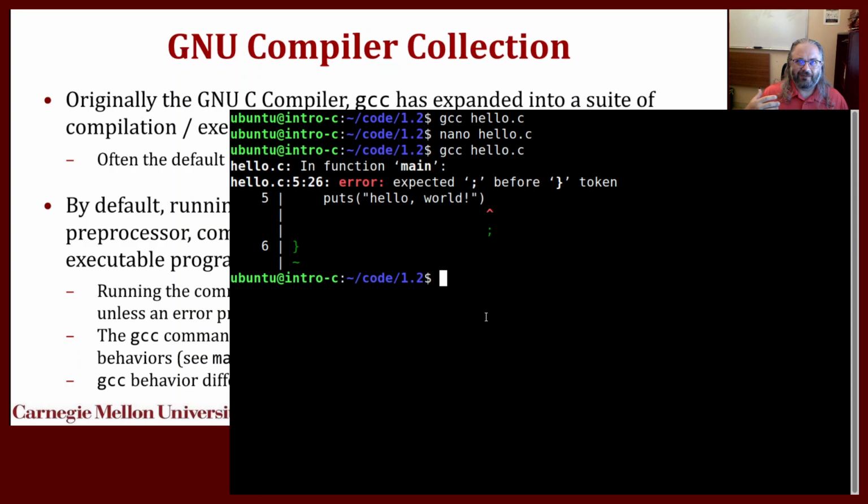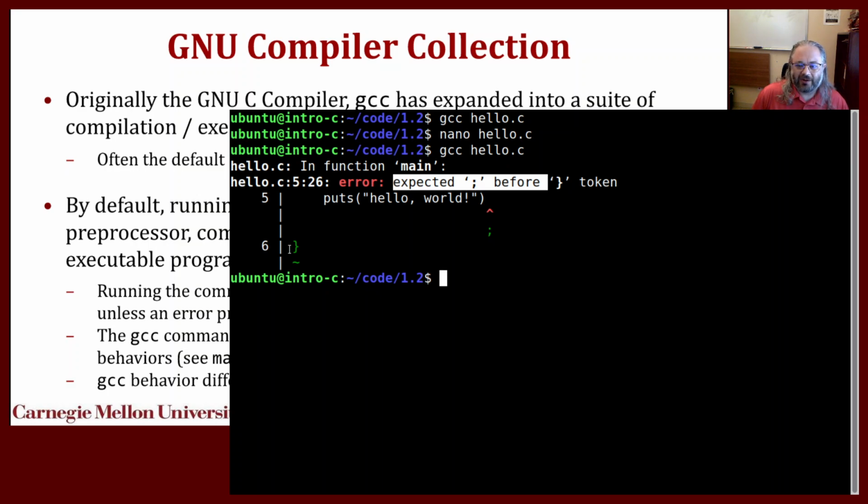GCC is known for giving somewhat useful error output, but not always the most useful error output. In this case, it tells us exactly what's wrong. There's a semicolon missing on line 5 before line 6. So it tells us where something is missing and where it encountered something that was unexpected.